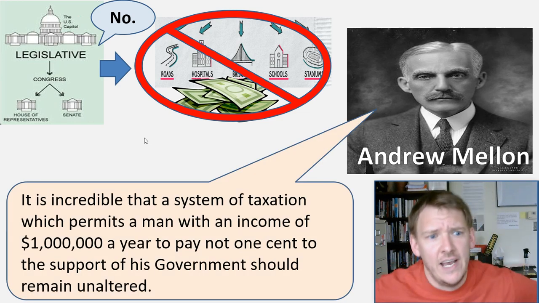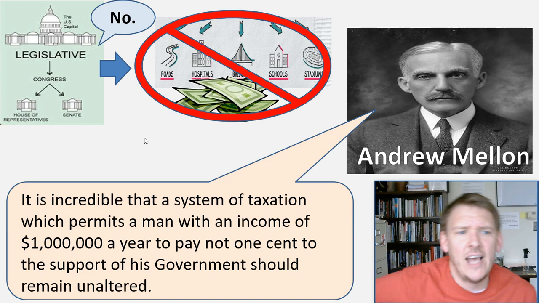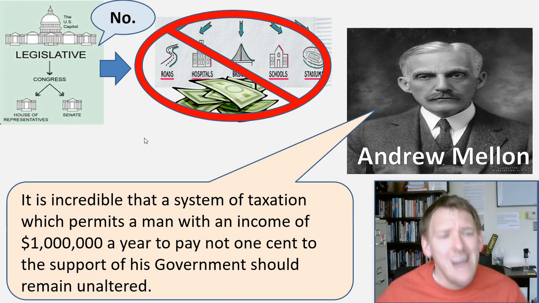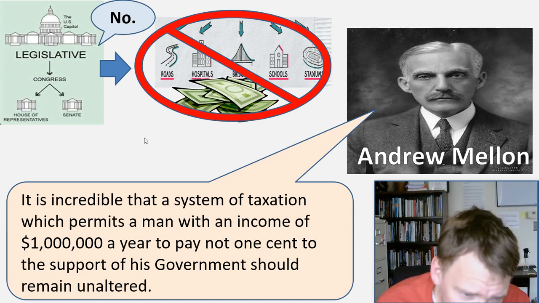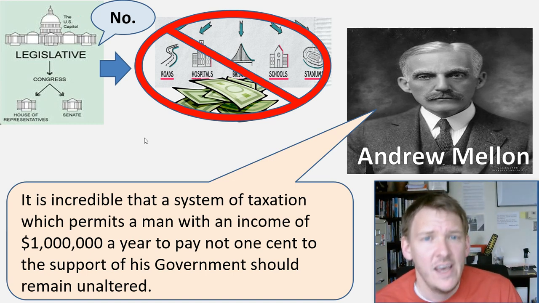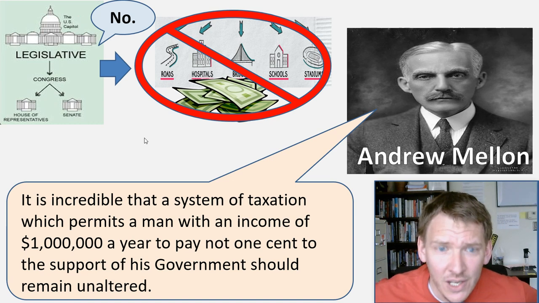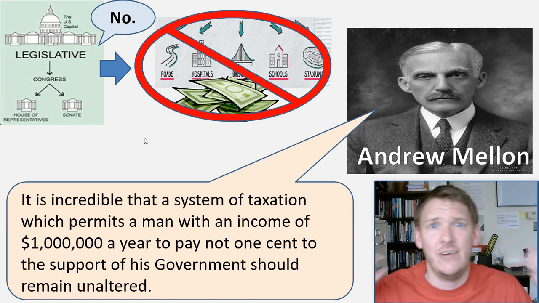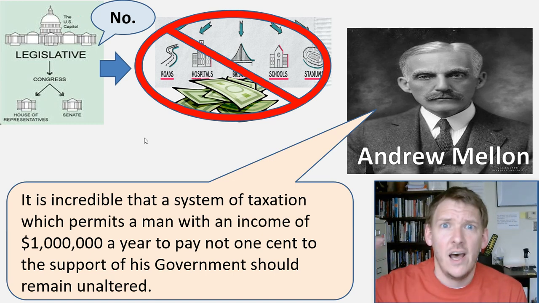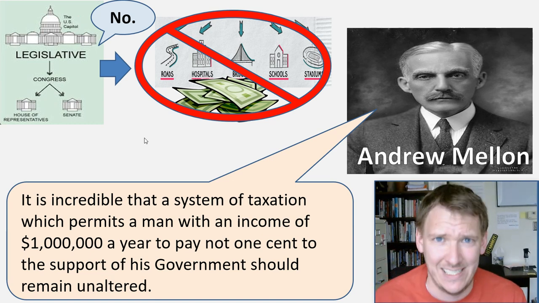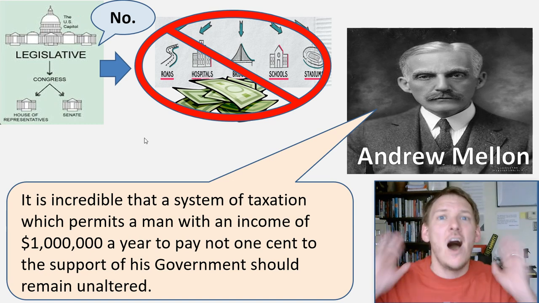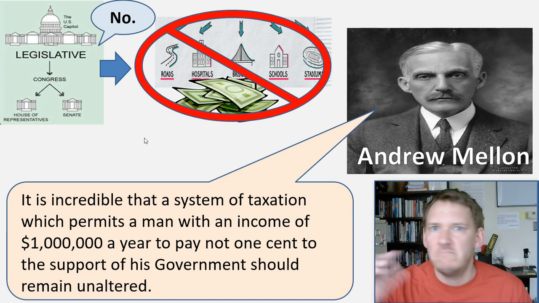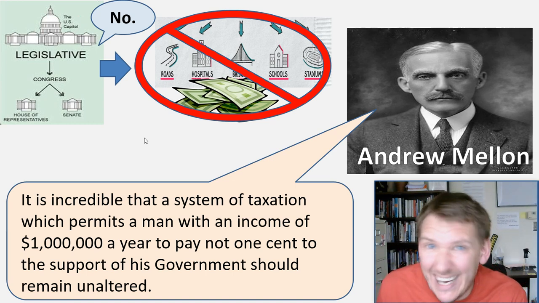He goes on further to say, it is incredible that a system of taxation which permits a man with an income of $1 million a year to pay not 1 cent to support his government should remain unaltered. So Mellon's saying, one, it is crazy that you have passed a law that says they don't have to pay taxes. It is beyond belief that our Congress would say the wealthy investors, the elite, they don't have to pay taxes. Still the same today.